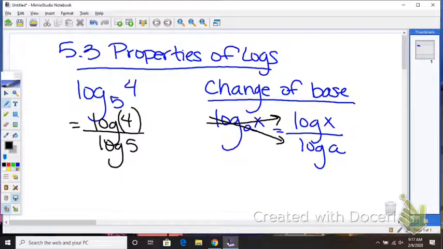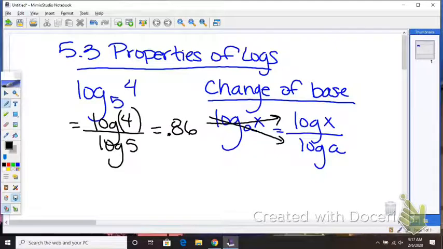So type that in your calculator. Let's see if we all get the same thing. 0.86. Yeah, that's right. Do you have to close the parenthesis after 5 too? That doesn't matter. If you want to get in the habit of doing it, then yeah. Log 4 over log 5. So I got 0.86 also.